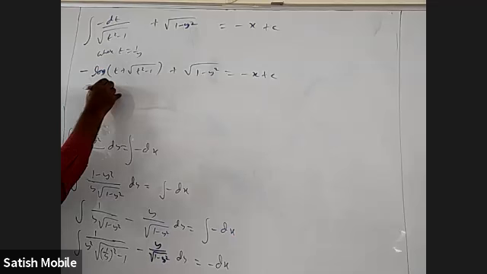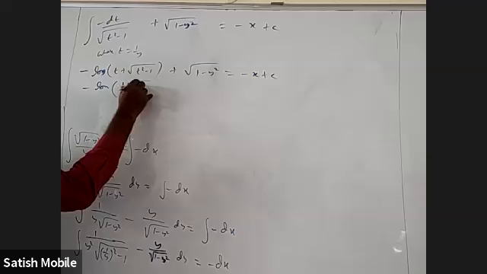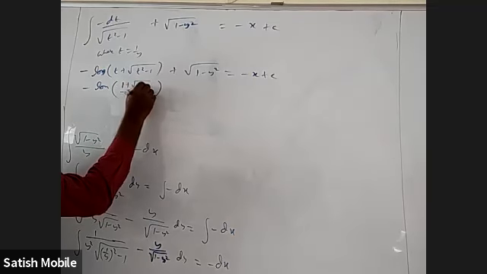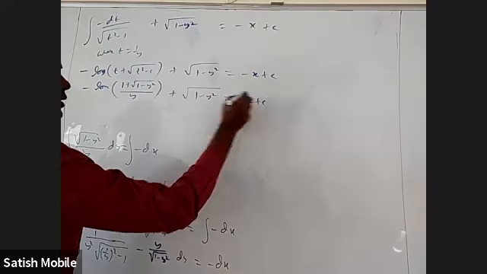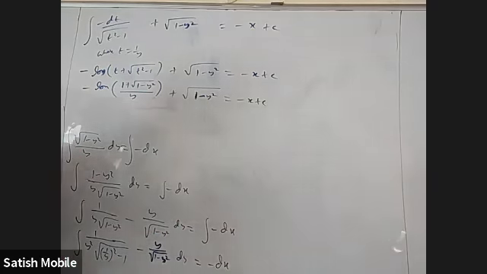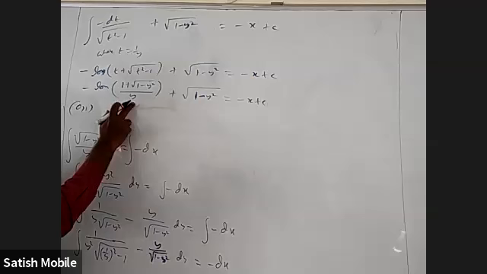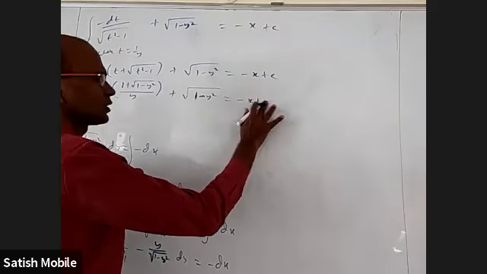So minus log, I can put 1 by y here also and simplify it like 1 plus root over 1 minus y square by y, plus root over 1 minus y square equal to minus x plus c. Okay, how to find c? It should pass through 0 comma 1. When x is 0, y is 1. When I put y equal to 1, this is 0 because log 1 is 0, and this is 0. So c is 0.